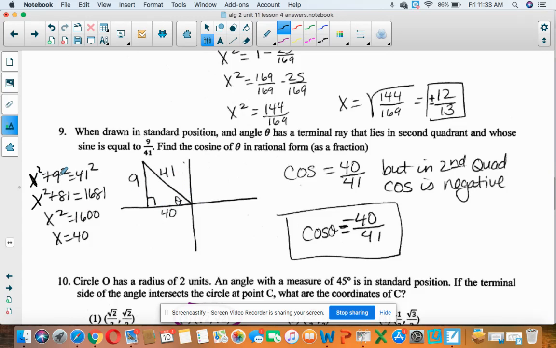So x squared plus 9 squared equals 41 squared. x squared plus 81 equals 1,681. I subtract 81 because I'm solving for x. x squared equals 1,600. Then I take the square root of 1,600, and x is 40. So now I add the 40 to my triangle right here. And I want to find the cosine of theta. Cosine is adjacent over hypotenuse, so it's 40 over 41. I do have to remember, though, that I'm in the second quadrant, and cosine is negative in the second quadrant, so my answer is negative 40 over 41.